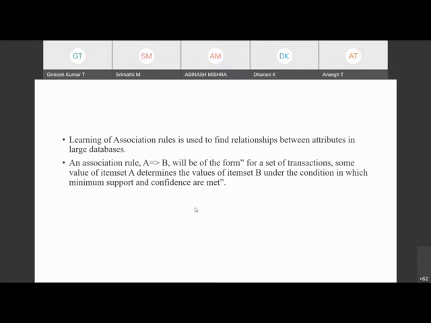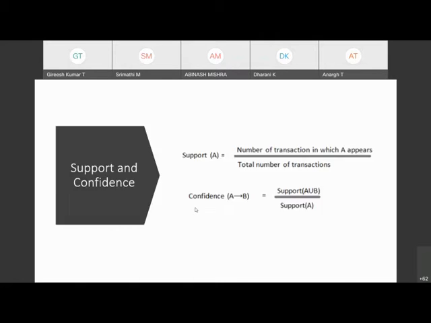Now, what do we mean by support and confidence for association rule mining? Here we can see that support is equal to the number of transactions in which a particular item appears, divided by the total number of transactions. So maybe you have 10 transactions. From that, for a particular item, it is appearing 7 times. So the support is 7 by 10.